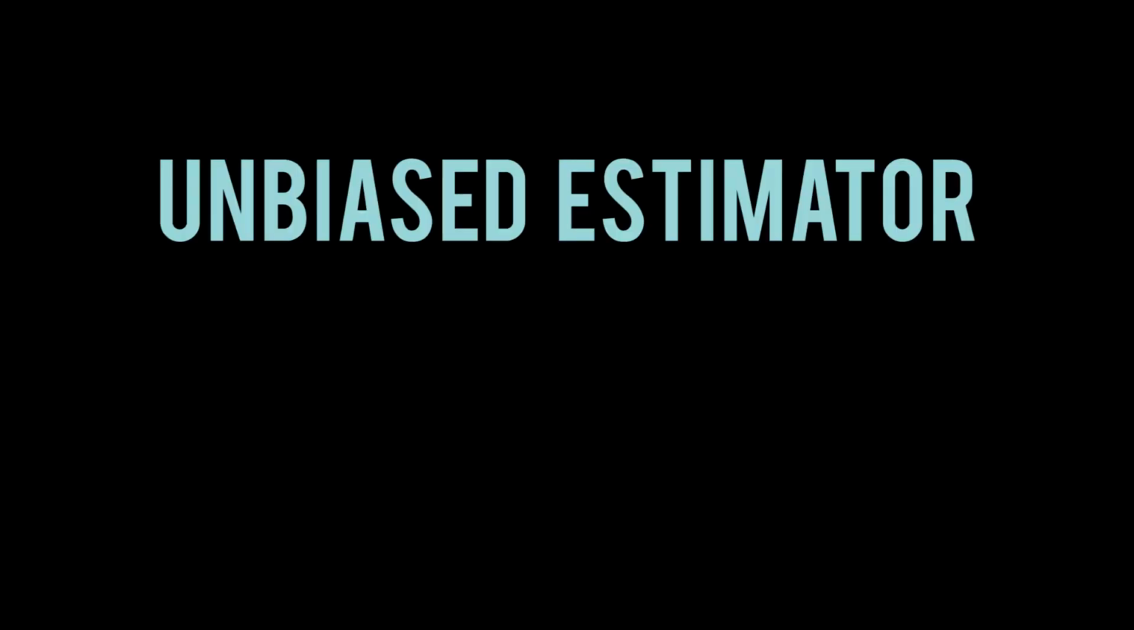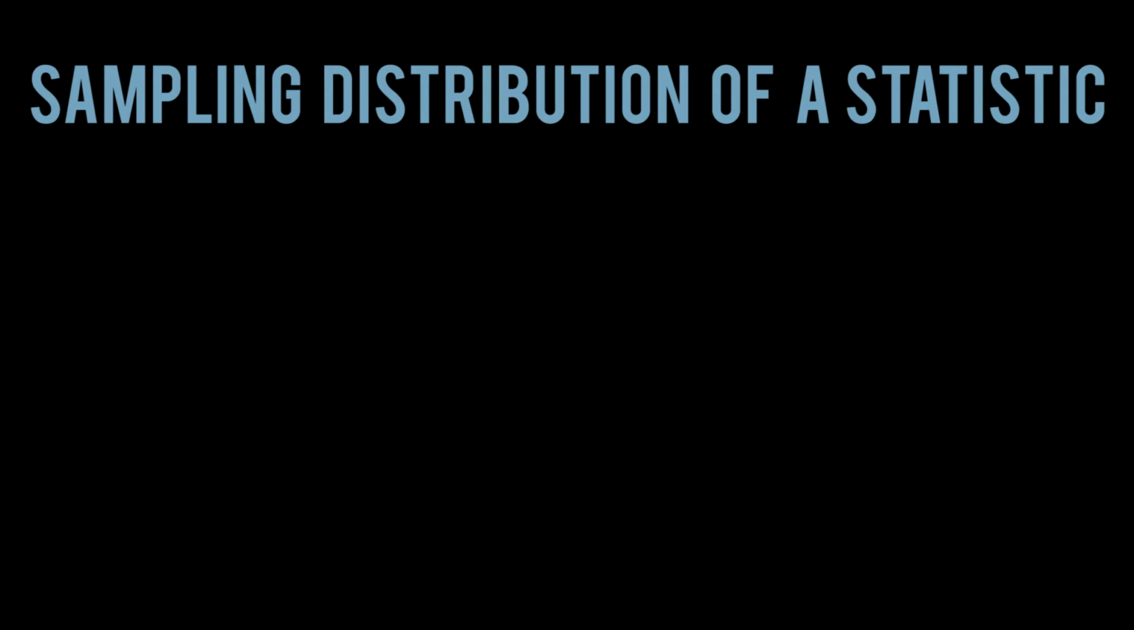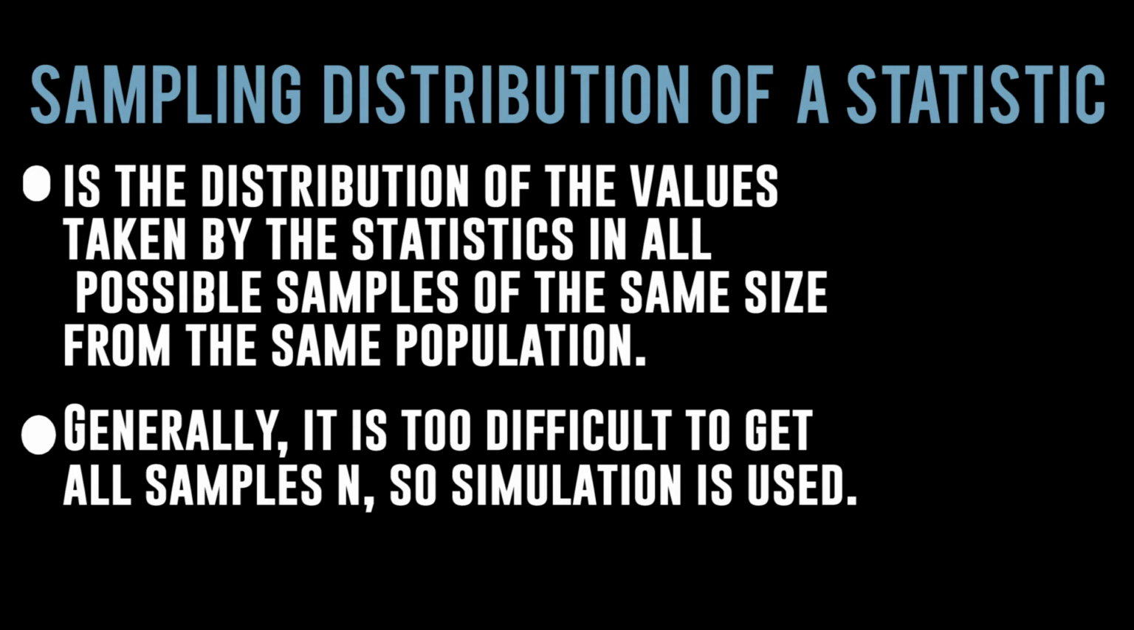We must also be able to determine if a statistic is an unbiased estimator. A statistic used to estimate a parameter is an unbiased estimator if the mean of its sampling distribution is equal to the value of the parameter being estimated. The sampling distribution of a statistic is the distribution of the values taken by the statistic in all possible samples of the same size from the same population. Generally, it is too difficult to get all samples of size n, so a simulation is used.